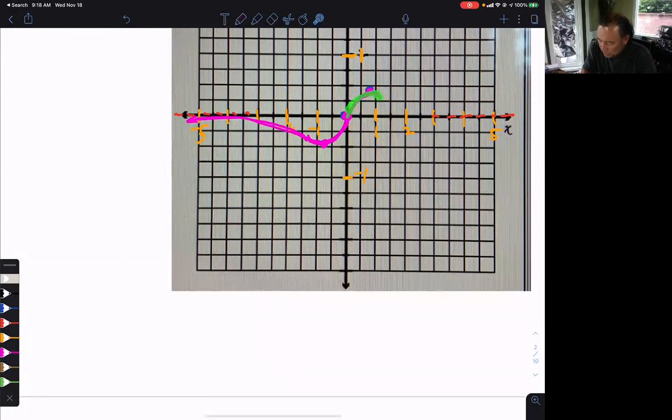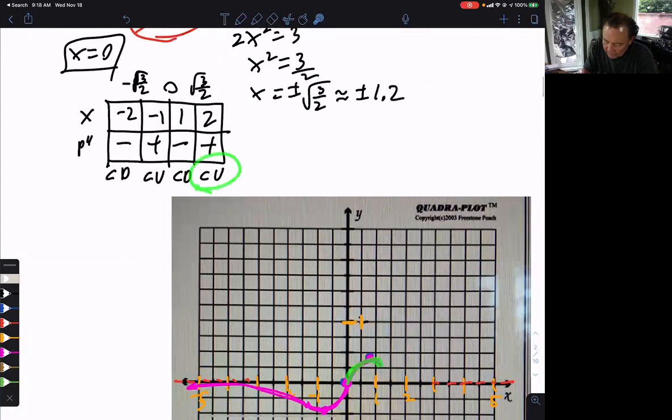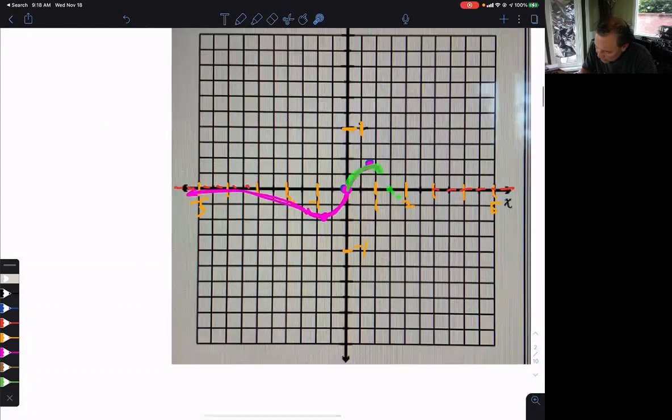Then what happens after 1.2? It's concave up, but it also approaches this. How do I do that? Like this. This is concave up and approaches an asymptote. So you have an inflection point there where it changes concavity, an inflection point there where it changes concavity.